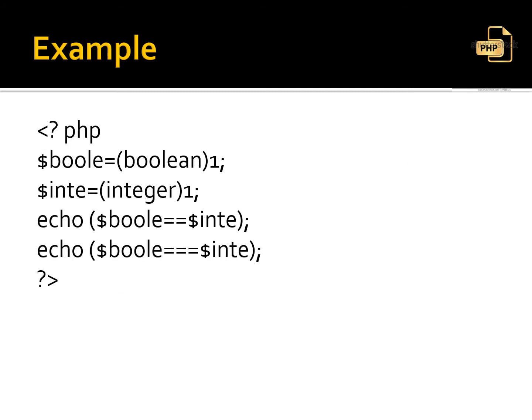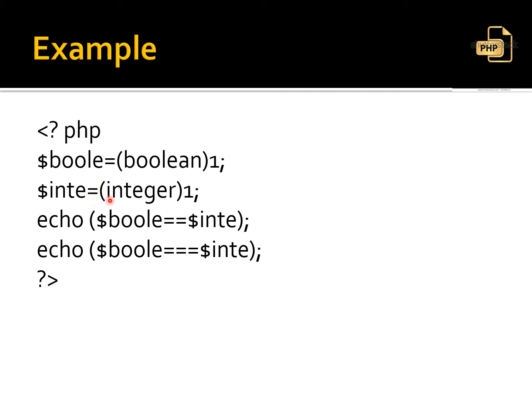Here we have an example related to the corresponding comparison operator. This initial tag is used for mentioning that the code is PHP code. Then we have $bool is equal to boolean of 1. So what happens here is that 1 is converted to the corresponding boolean value. 1 is converted to a boolean value means it will have the boolean value 1, that is, it indicates the true value.